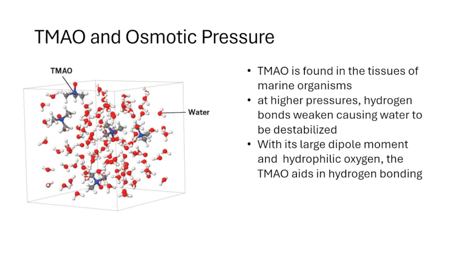So TMAO is actually found in the tissues of marine organisms. It helps them survive the higher pressure that can be found with deeper water. And actually they found that organisms that live further down in the ocean have a higher concentration of TMAO in their tissues than ones that are known to live higher in the ocean.